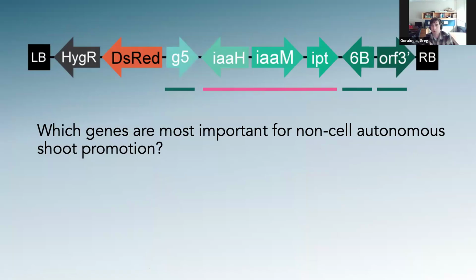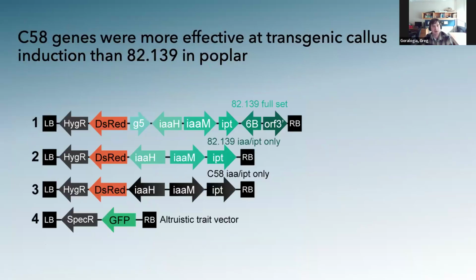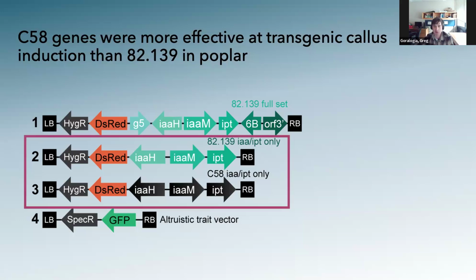We've been wondering how exactly these work. So originally we thought it's probably these hormone genes, and so those are highlighted in pink, but it could be some of the other genes in the tDNA. So we've done some work on this. In order to test this, we cloned out the hormone genes from this shooty strain, as well as the reference agrobacterium tDNA, C58.